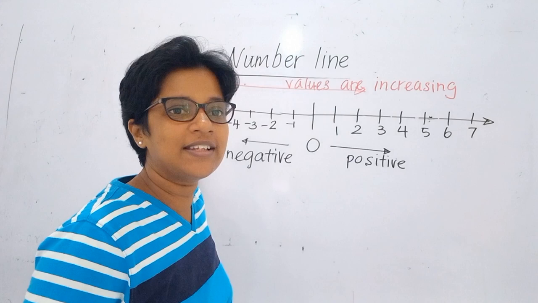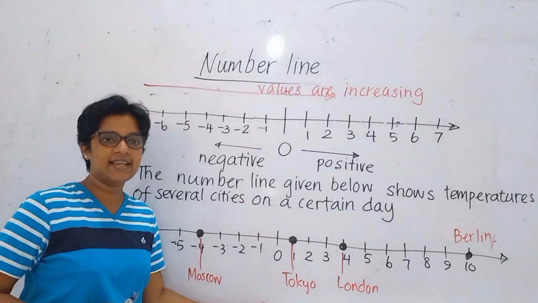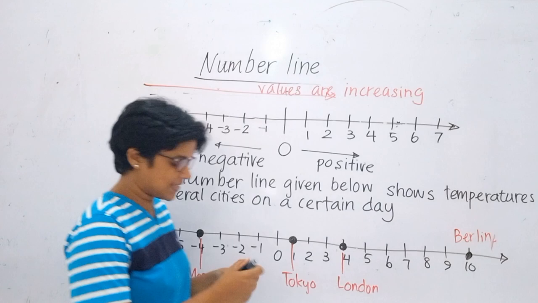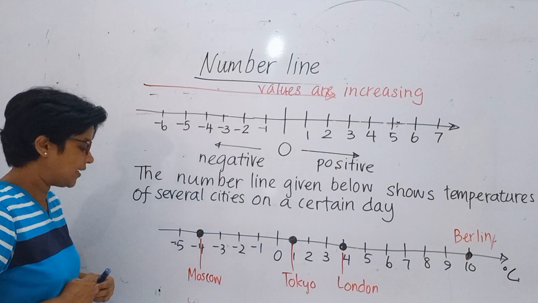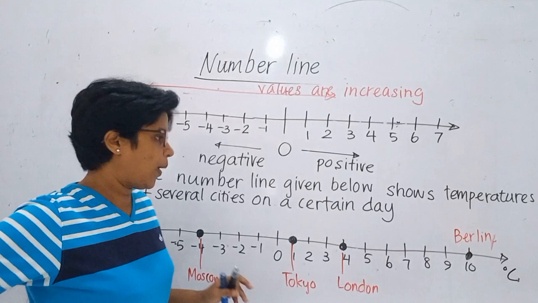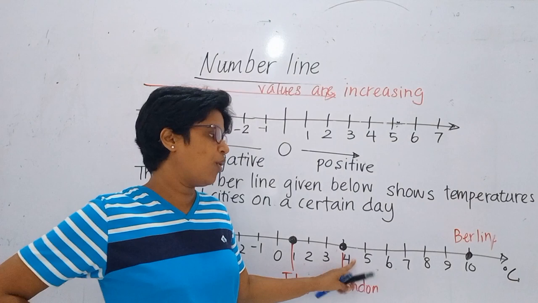Hurry up. Temperature. In this number line, temperatures of several cities on a certain day are given. Right? Okay. Now, what is the temperature of Moscow? It is given in centigrade. What is the temperature in Moscow now? It's negative 4. Can you see this number? Negative 4 centigrade. What is the temperature in Tokyo? It's 1 centigrade. What is the temperature in London? It's 4. And the temperature in Berlin? It's 10 centigrade. Can you see all these things?